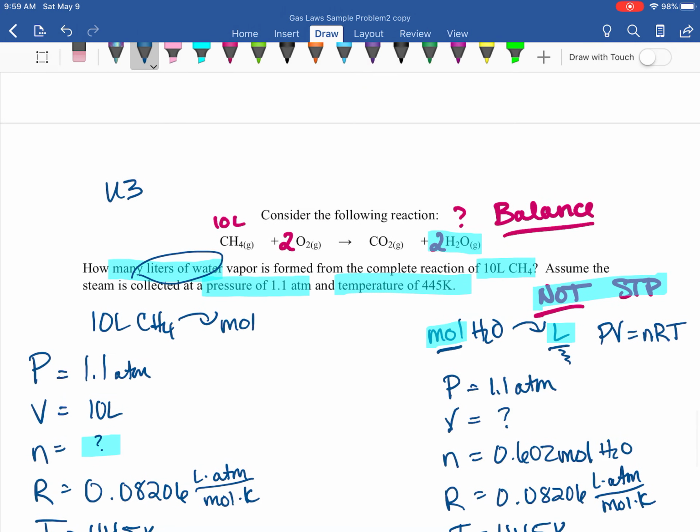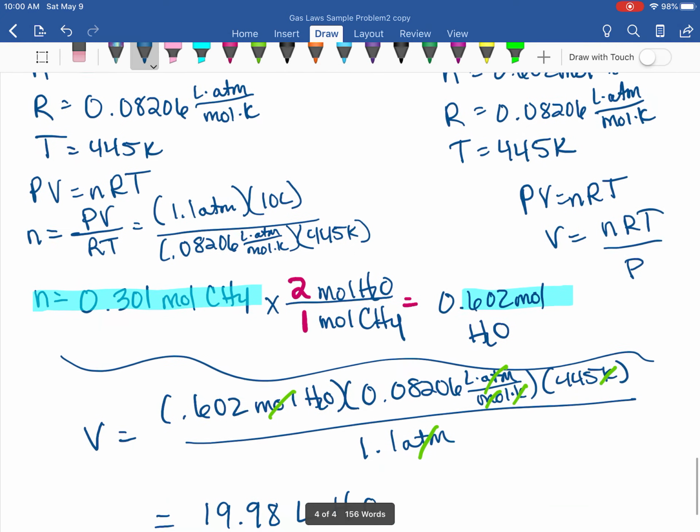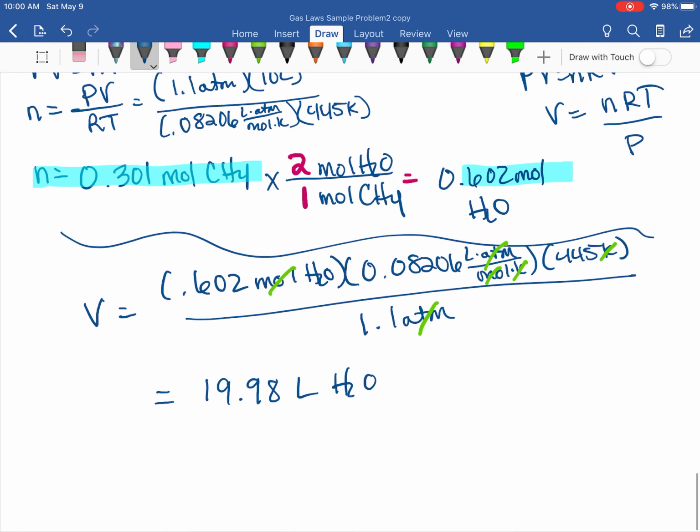But why did I have to go through that whole solution? Because we were not at STP. And so your conditions can be all over the place, but actually 1.1 atmosphere isn't that different from 1 atmosphere. So we can expect that's pretty close. And a temperature of 445 K, that's certainly higher than 273 K. So our answer should be slightly different, but surprisingly, it's not that different. So we still need to do this whole solution using 2 PV equals nRT solutions.